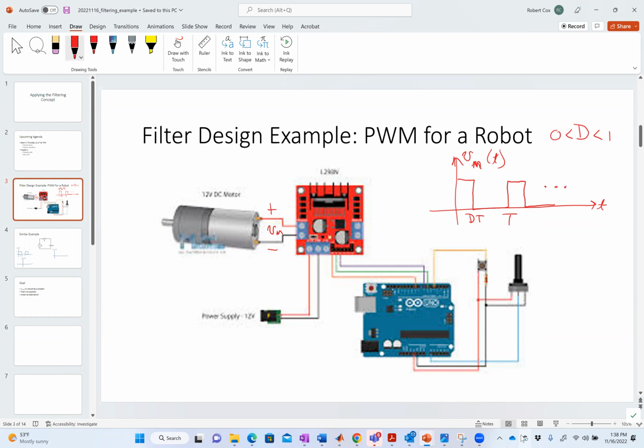How can I make the average value of this go up? Duty cycle. What would I do? So I'd push this pulse out further, right? What's that going to do? That's going to increase the area under the curve. That's going to increase the DC value.